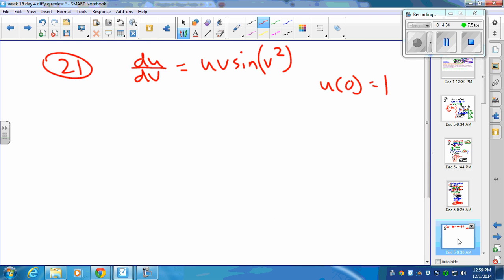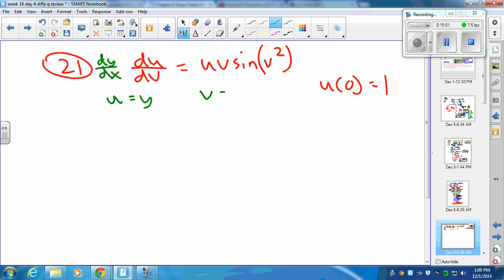Just keep going, plugging through these. du/dv equals uv sine of v squared. u of 0 equals 1. And you might go, whoa, there's no y's, there's no x's, there's no t's. This doesn't make any sense at all. If you want in your head, you can think of this. We're so used to dy over dx. So it must be u is the same idea as a y.